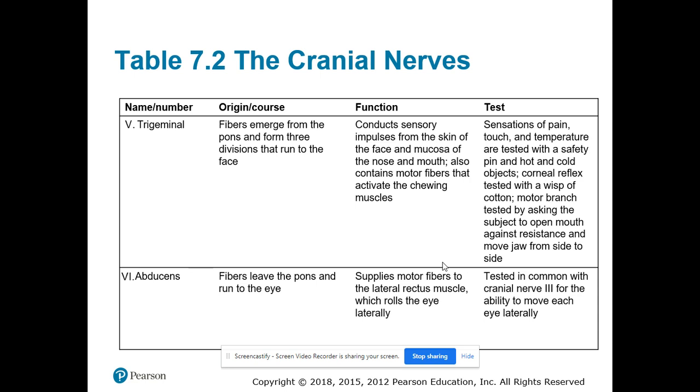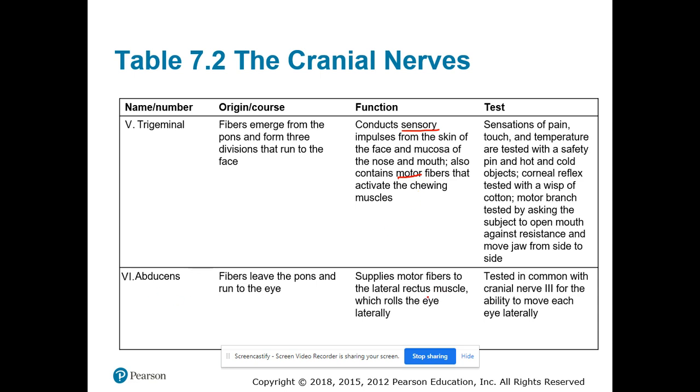You have your trigeminal. It does both sensory and motor. So here it describes that it takes in senses from your face. So a lot of your facial senses that you feel are taken in by this nerve. But the motor part of it is it helps with our chewing. So it helps you chew gum.